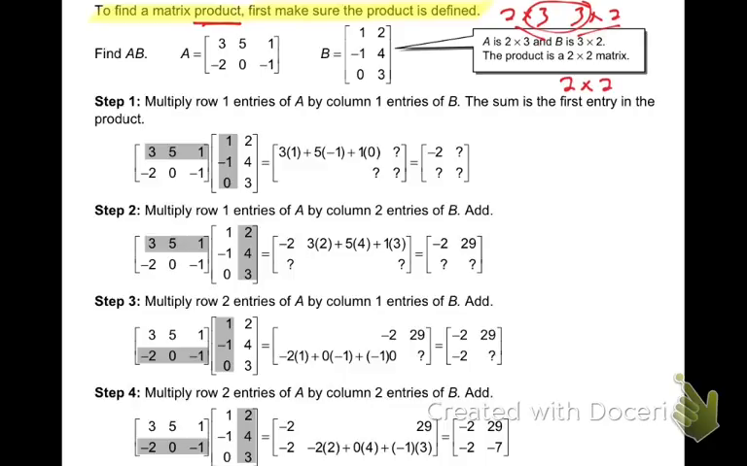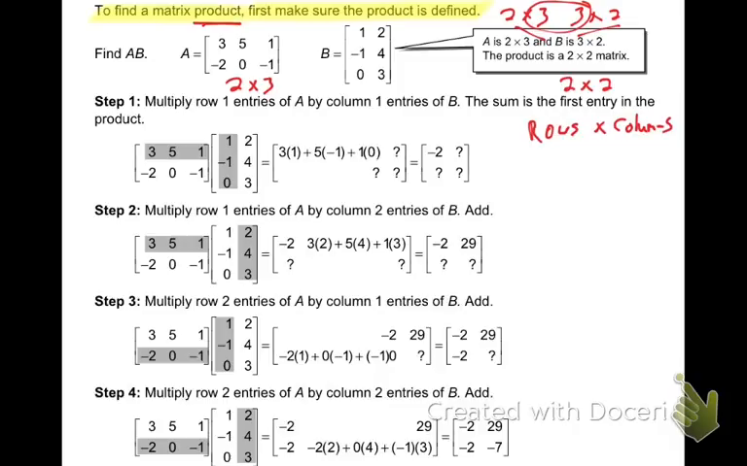Now, here's why those two numbers have to be the same. In a matrix, it's always what by what. Like when I say 2 by 3, what does the 2 represent? What does the 3 represent? It's always rows by columns.